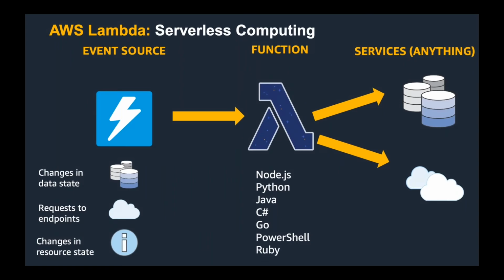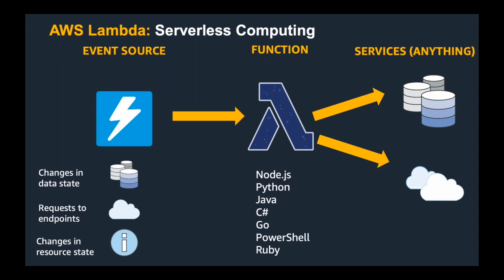So I want to start with AWS Lambda. As mentioned earlier, AWS Lambda lets you run code without provisioning or managing servers. With Lambda, you can run code for virtually any type of application or backend service, all with zero administration. Just upload your code and Lambda takes care of everything required to run and scale your code with high availability. You can set up your code to automatically trigger from other AWS services or call it directly from any web or mobile app. So the model of compute is simple.